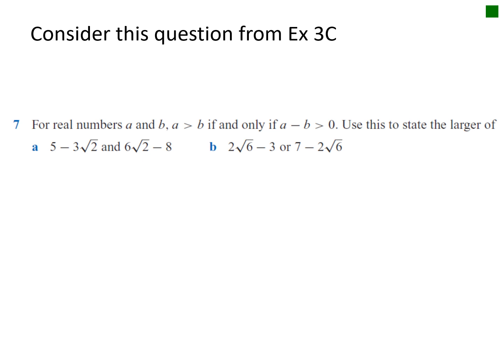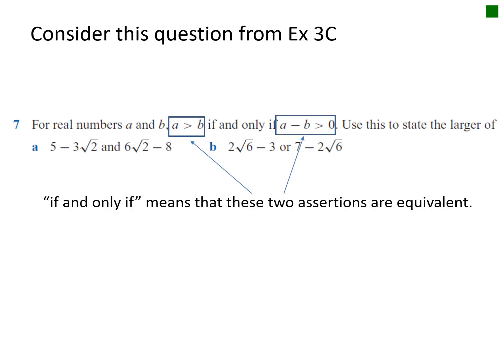It means that those two statements are equivalent. So it means that if I have A strictly bigger than B, then I can neatly slide along to A minus B must be strictly bigger than 0. Or conversely, if I have the difference of two numbers being strictly bigger than 0, then I can imply that A must be strictly bigger than B.